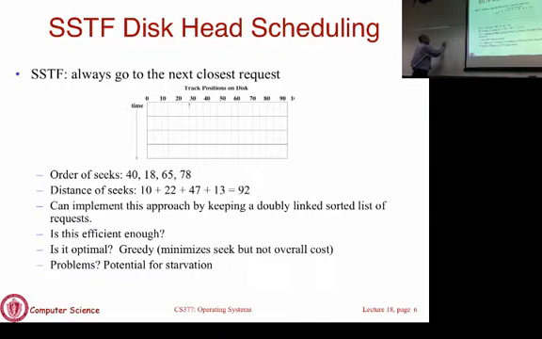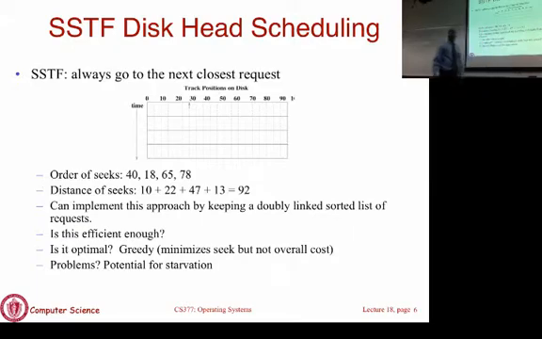You are at track 40. You'll see that track 18 is the nearest track among the outstanding requests. So you go from here to here, service that request, and then there are two more remaining. If you're at track 18, it should be clear that 65 is closer to you than 78. 78 is further out. So you go to 65, service that, and then you go to 78. This is the order in which you service the requests: 40, 18, 65, 78.